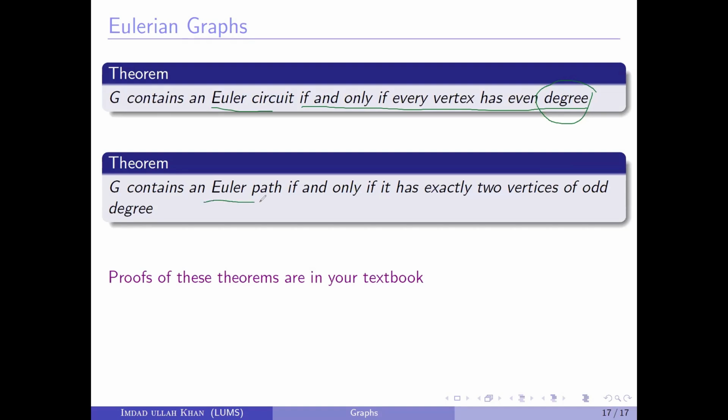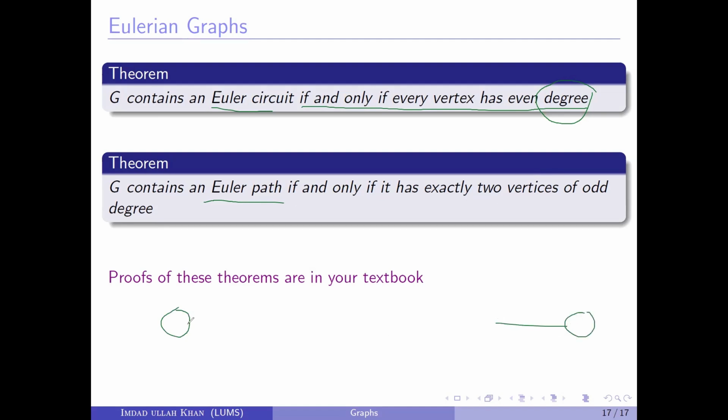So G contains an Euler path if and only if it has exactly two vertices of odd degree. For other than those two vertices, the remaining vertices must have even degree. Those two vertices of odd degree will be, for example, if this is the start point, this is the end point.